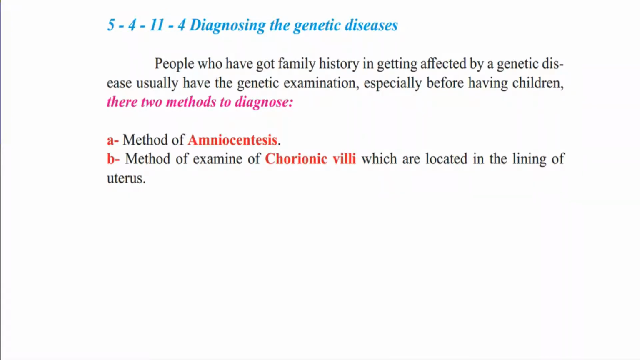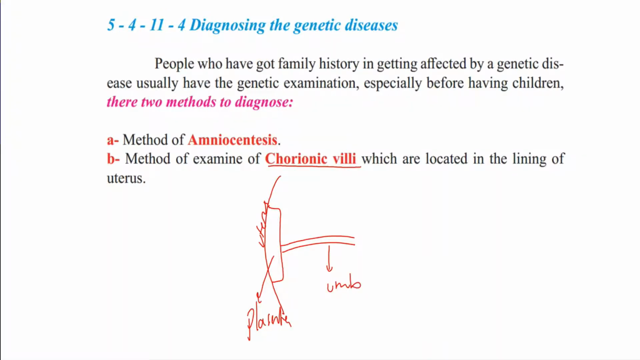In B, the method of the chorionic villi. As we know, there is the uterus, then the placenta, and the umbilical cord, and then the embryo.